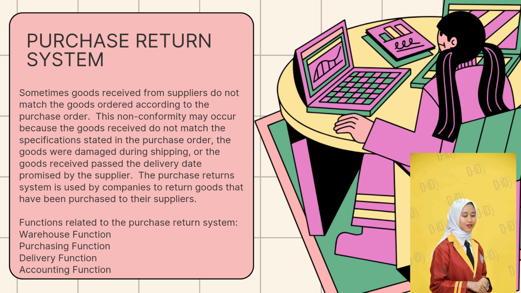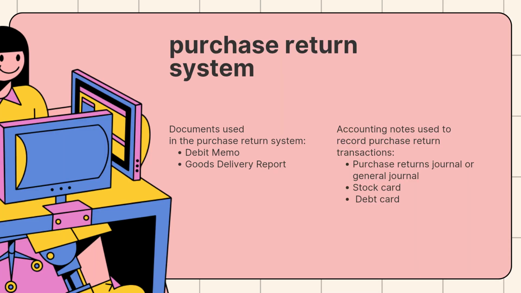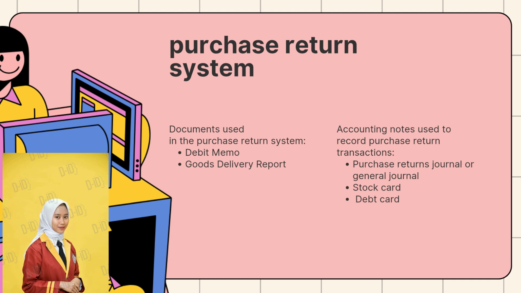Functions related to the purchase return system: warehouse function, purchasing function, delivery function, accounting function. Documents used in the purchase return system: debit memo, goods delivery report, accounting notes used to record purchase return transactions, purchase returns journal or general journal, stock card, debt card.